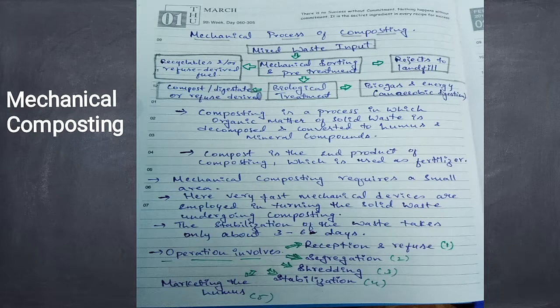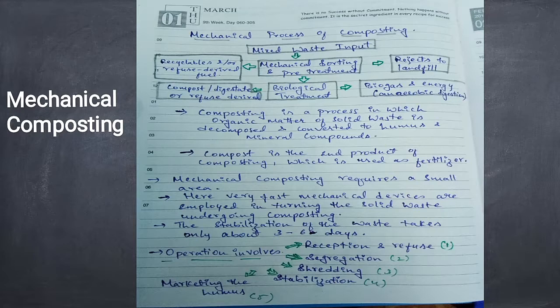See here, the starting one is the mixed waste input. Through mixed waste input, it will be sent for mechanical sorting or pre-treatment. Here, in case of mechanical sorting or pre-treatment, what is going to happen is they are going to identify the usable things and non-usable things.